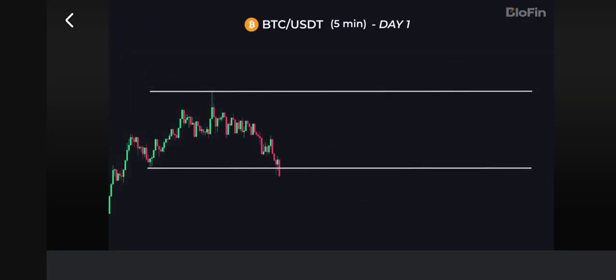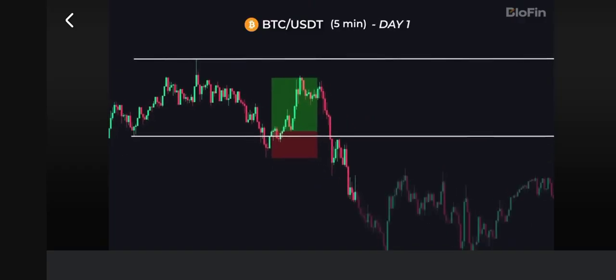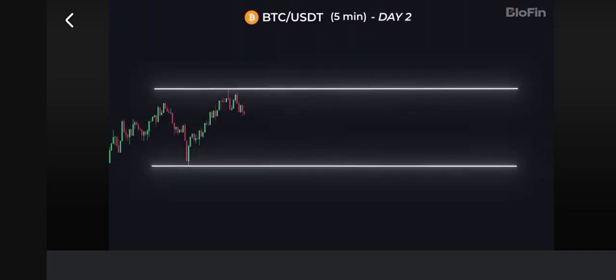Right here we can see price broke out and closed below the range low. Then it quickly closed back above. That gave us a long entry. Stop loss goes at the low of the breakout, and take profit set at 2 times risk. And as you can see, price hits the profit target, giving us a 2R profit. After that, price went out of the range again but didn't close back inside, which means there were no more setups for today.